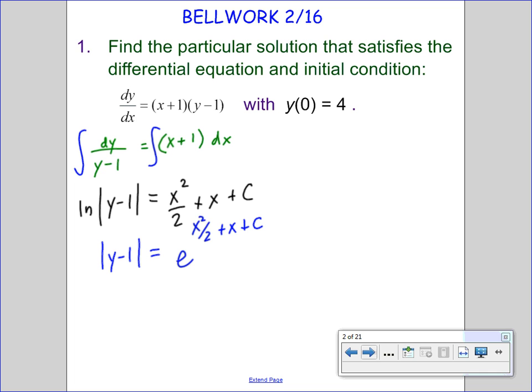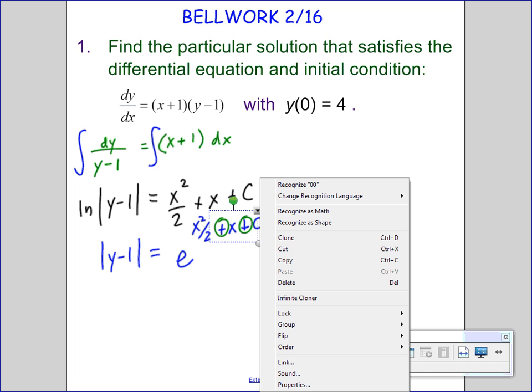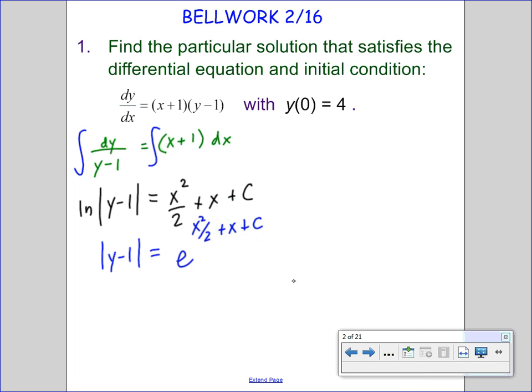Now I can go ahead and grab this sum. I'm going to go ahead and grab onto that sum in my exponent and use my properties of exponents to rewrite that as a product of powers with like bases. And so I'll grab onto that plus c at the end, right, and make it e to the c times e to the x squared over 2 plus x.